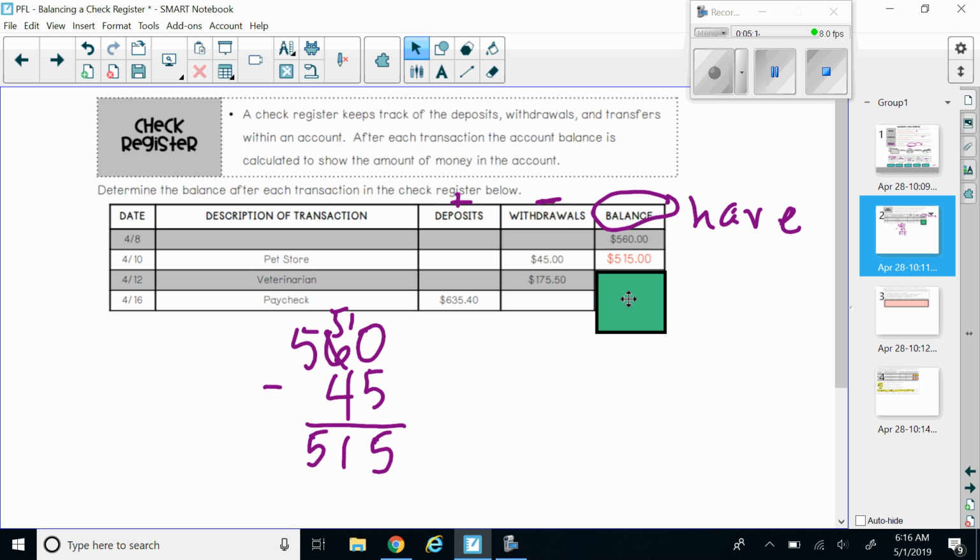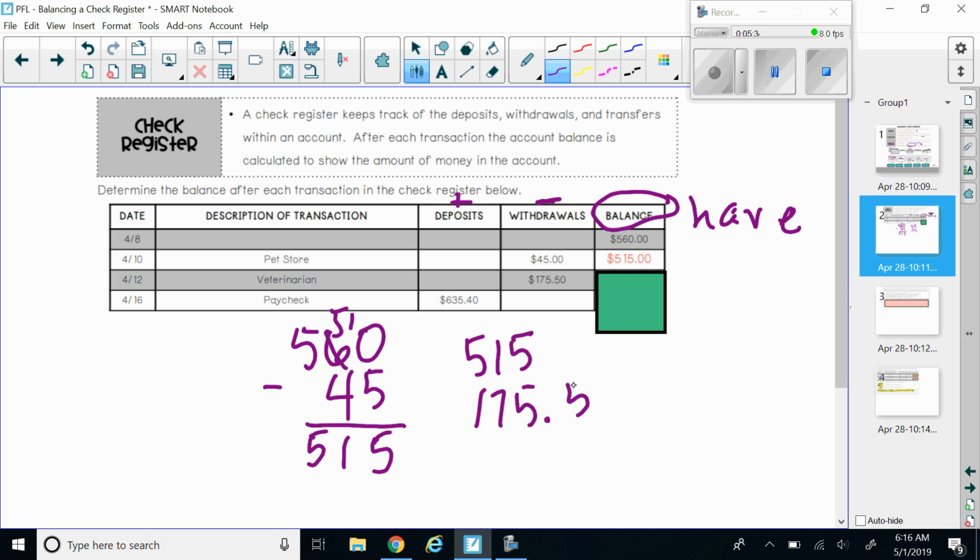Then, the dog. Remember I told you about the dog that got sick? Now we had to go to the veterinarian, and so we had to pay. So now my new balance, oh, I lost my pen again. My new balance was $515, but I had to go and spend $175.50 at the veterinarian. Dogs are expensive, just so you know.